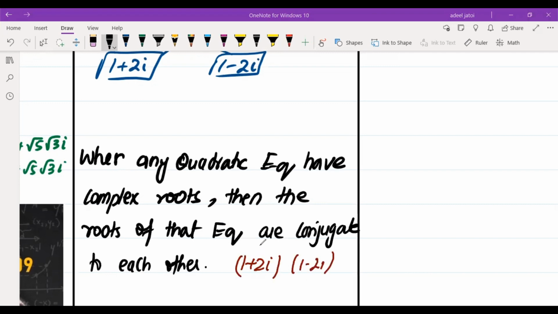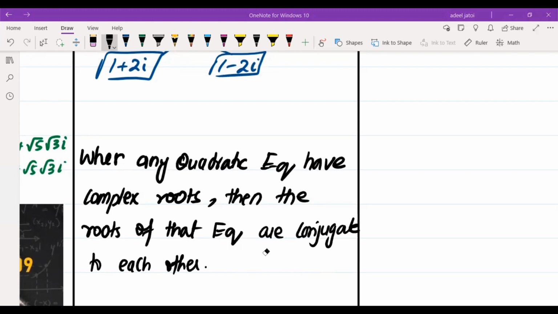We always change the sign of the second value. If it is 3 plus 4 iota, the other root will be 3 minus 4 iota. If one is 2 plus 2 iota, the other root will be 2 minus 2 iota. So these are the conjugate roots. Whenever one root is given and we need to find the other root, we will always take the conjugate.